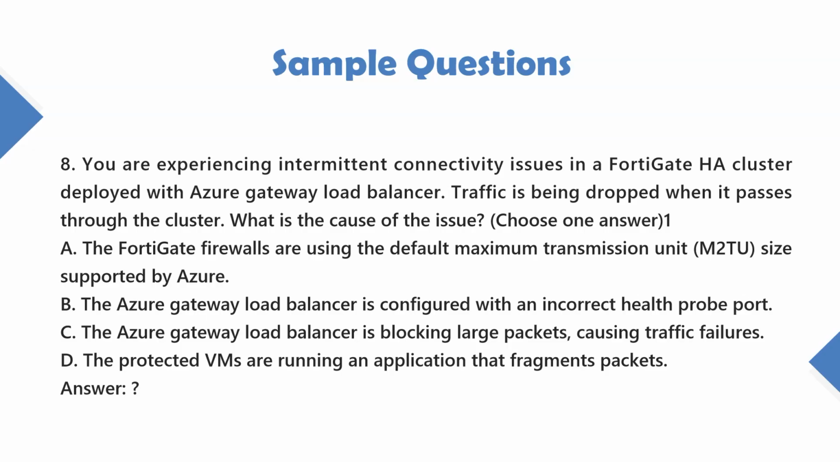A. The FortiGate firewalls are using the default maximum transmission unit, MTU, size supported by Azure. B. The Azure Gateway Load Balancer is configured with an incorrect health probe port. C. The Azure Gateway Load Balancer is blocking large packets, causing traffic failures. D. The protected VMs are running an application that fragments packets.